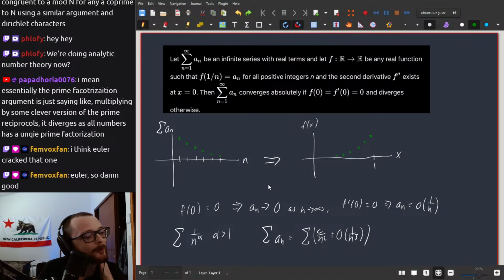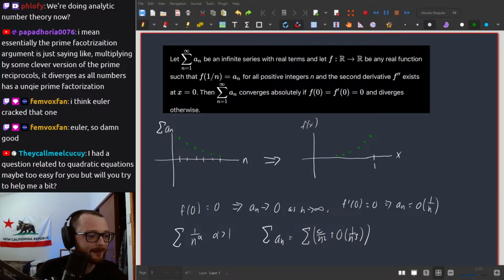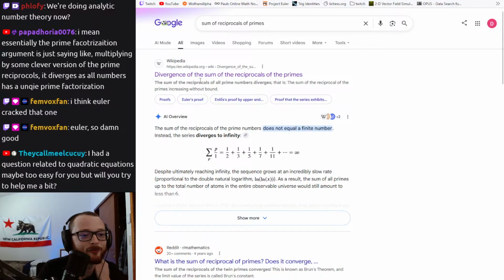I think Euler cracked it. Euler would crack it. Sum of reciprocals of primes. Oh, it has a Wikipedia page. Divergence of the sum of the reciprocals of the primes.